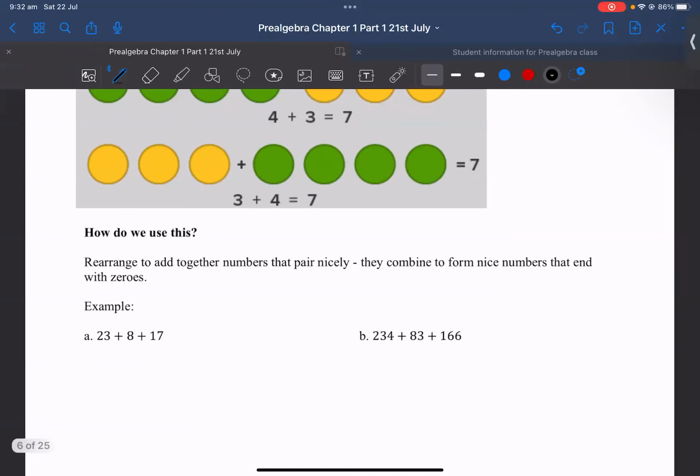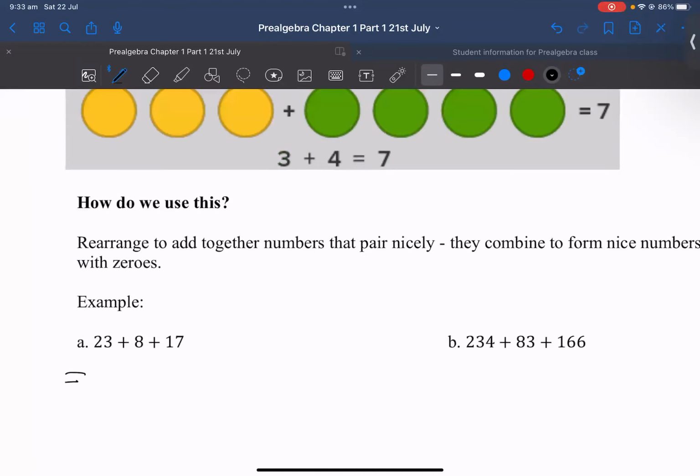Okay, so now we're going to do a little example. I know you can do this the normal way, but you can rearrange this addition to make it a bit easier. Some of them you can probably do already. So for example, I'll go through this one. For the first one, I know you guys know how to do this normally, really easy numbers. But to make it even easier, we can rearrange it to make it 23 plus 17 plus 8. So switch the 8 and the 17. Then you have 23 plus 17 because they add up to 40. And you plus 8, and that's 48.